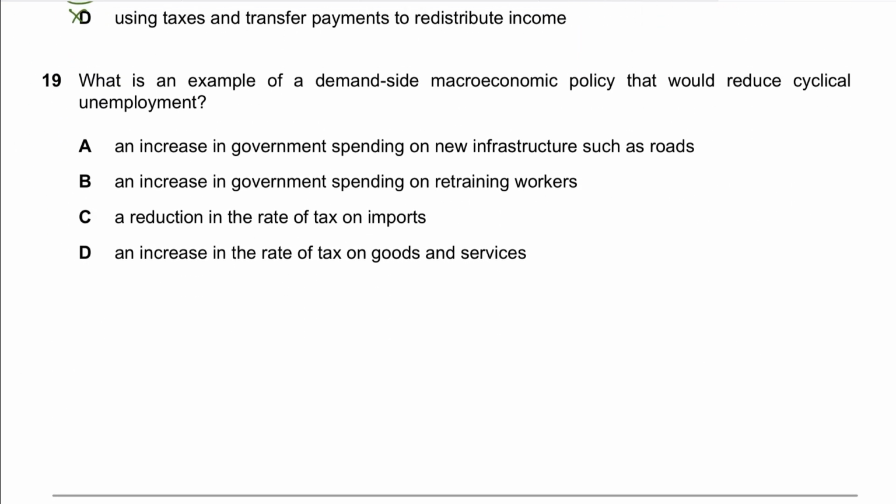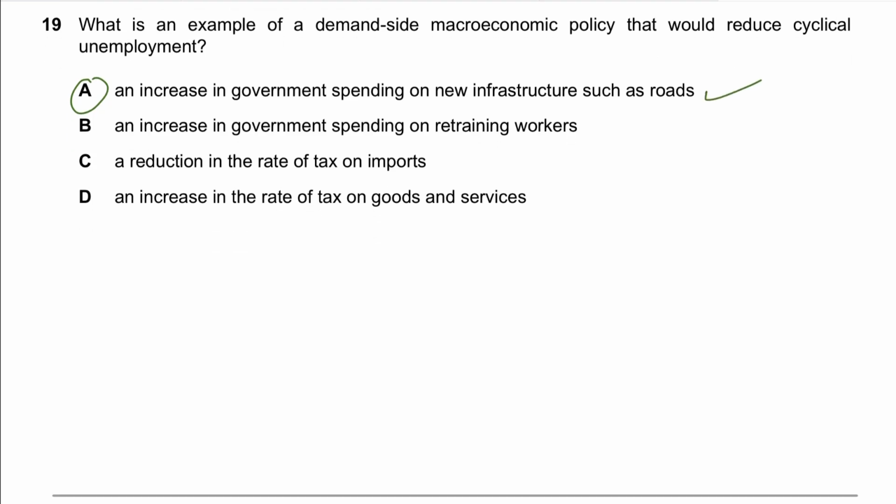Question number 19 says, what is an example of a demand side macroeconomic policy that would reduce cyclical unemployment? We all know that demand side policies boost spending. We all know what cyclical unemployment is. It's the unemployment that occurs due to a lack of AD or in a recession. So cyclical unemployment occurs when AD is too low during an economic downturn, right? So the solution is a demand side policy that focuses on increasing AD. The government would spend on, let's say, roads, an expansionary fiscal policy. So the correct answer is A for alpha, right? Again, this is a pretty simple MCQ.